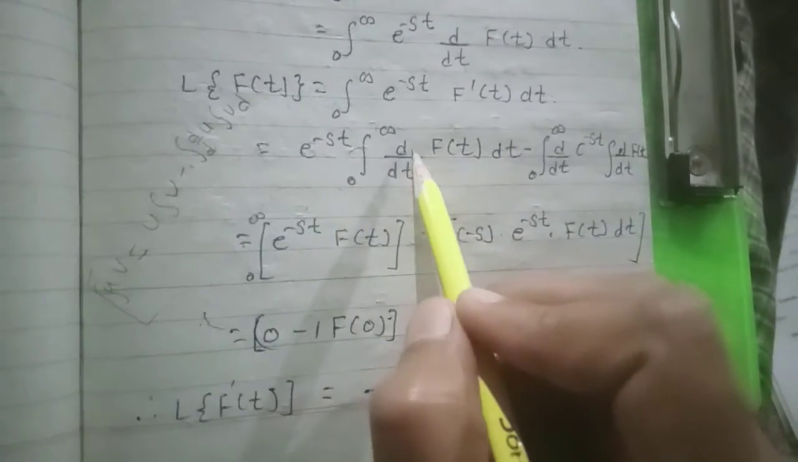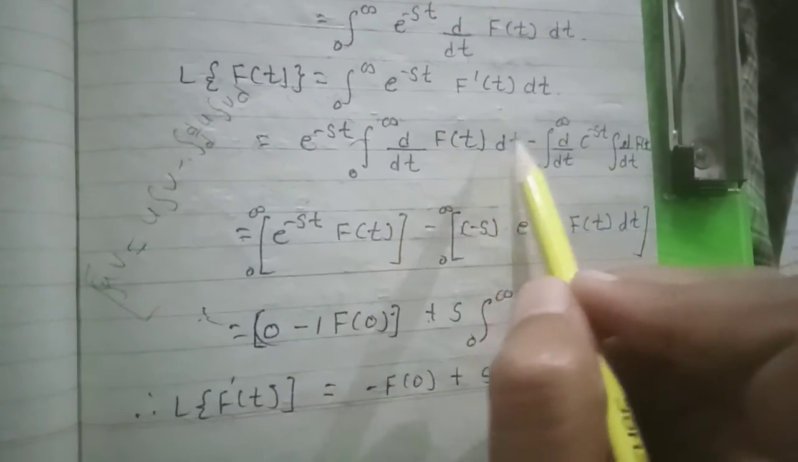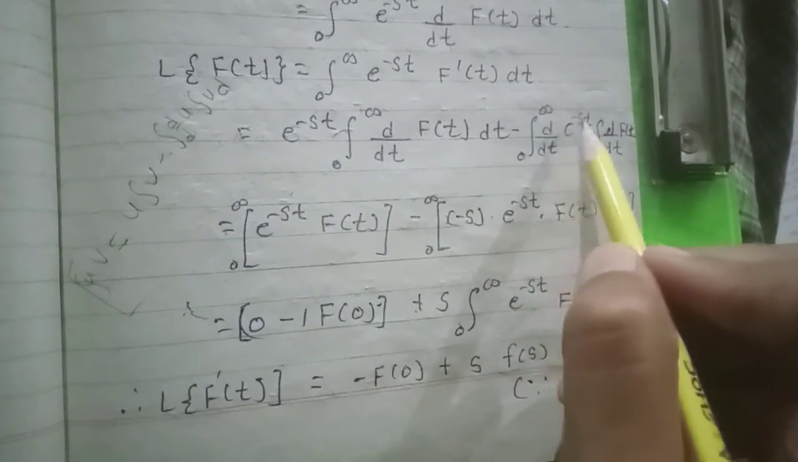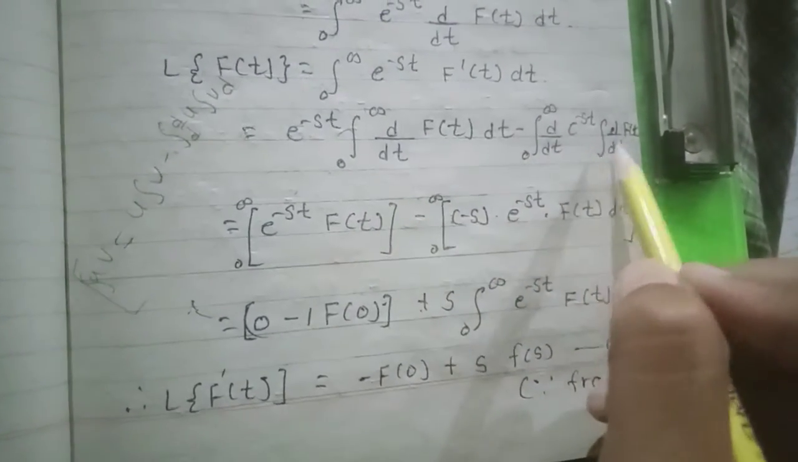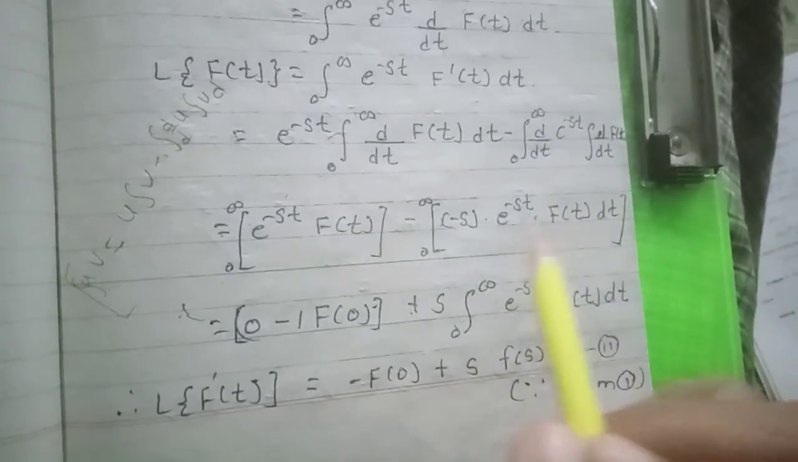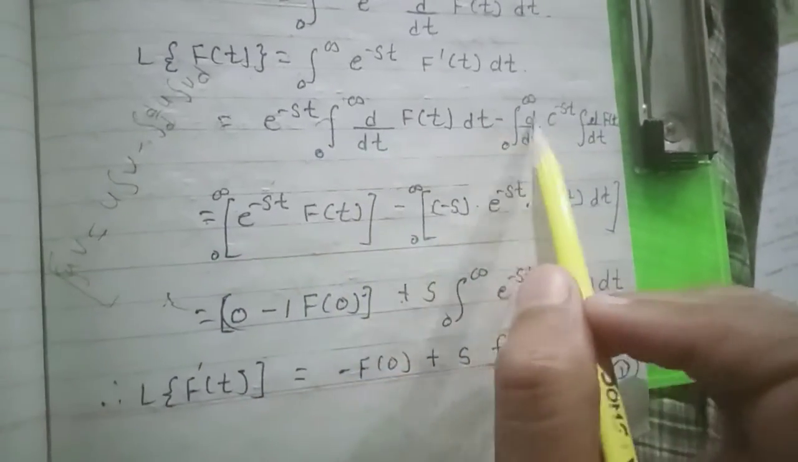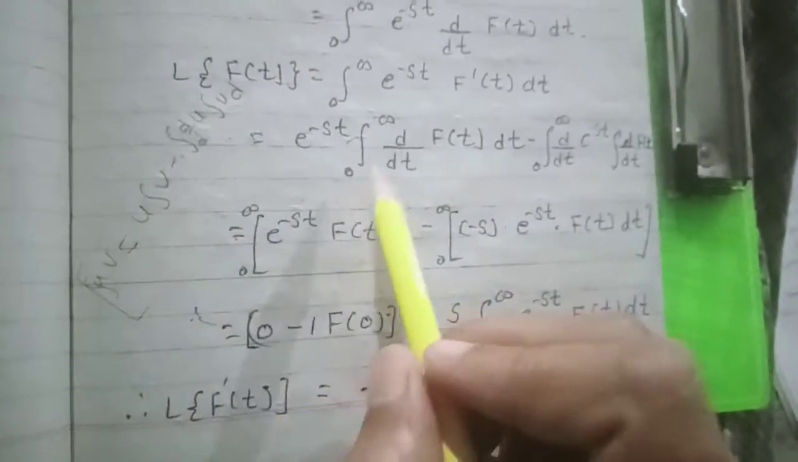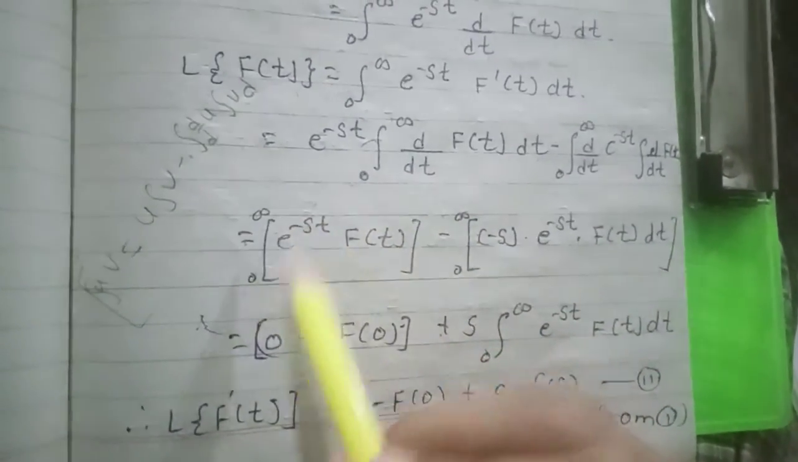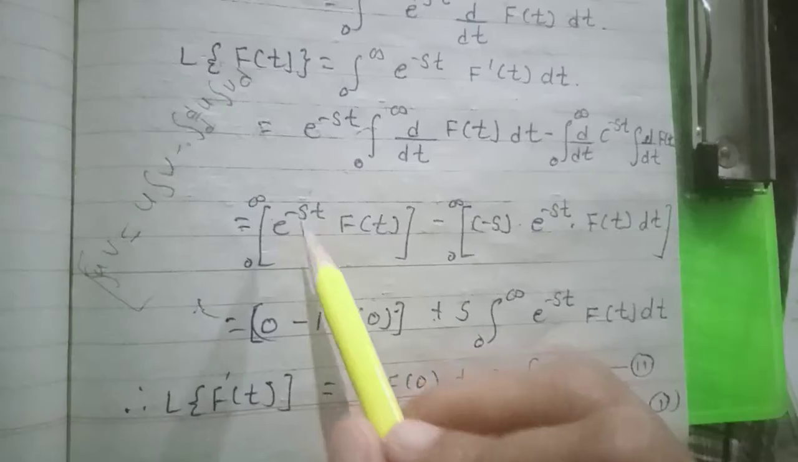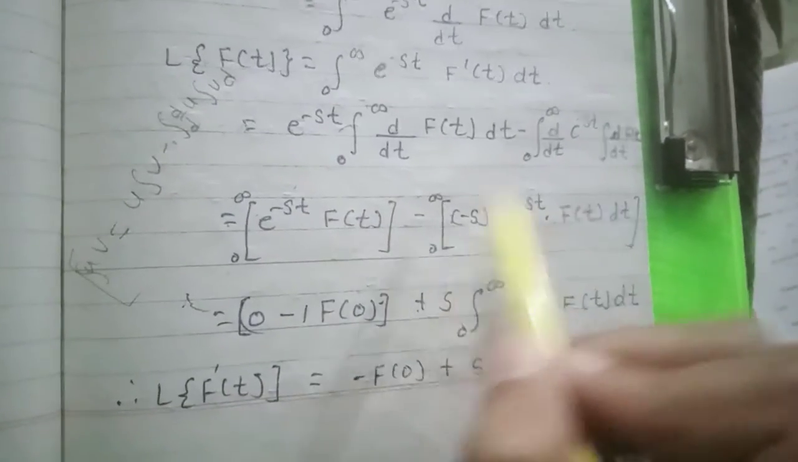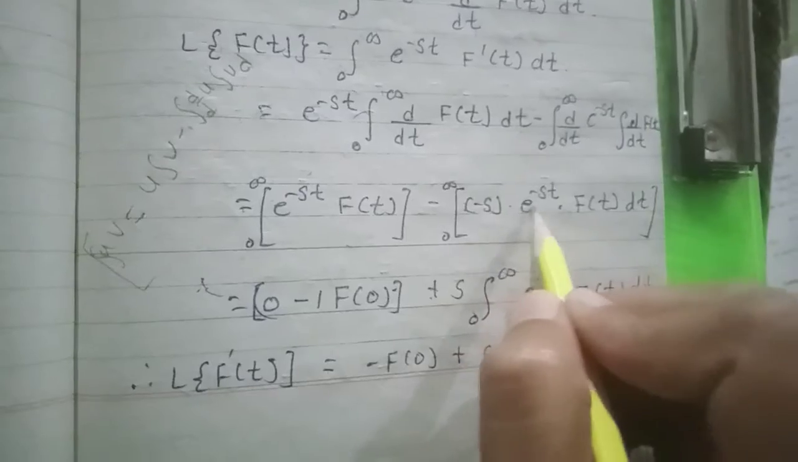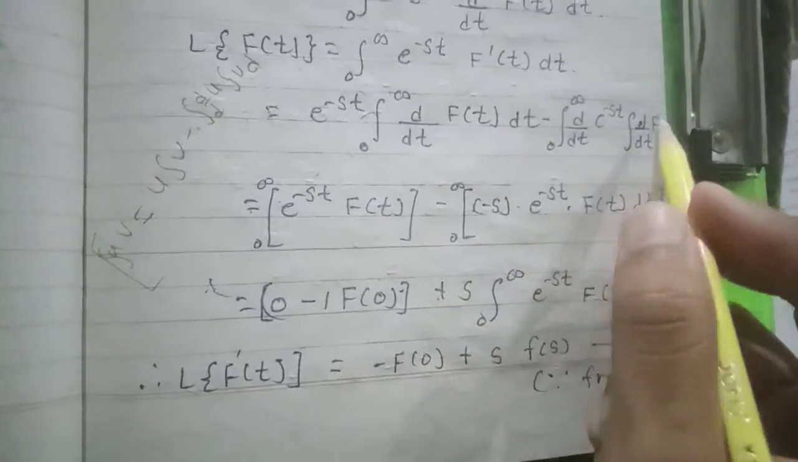So integration and derivative cancel: f of t dt minus integration 0 to infinity d by dt e raised to minus st into d by dt f of t. We know integration and derivative are opposite to each other, so we cancel these. Here the limit is 0 to infinity, and here is e raised to minus st, so minus s into e raised to minus st into f of t.